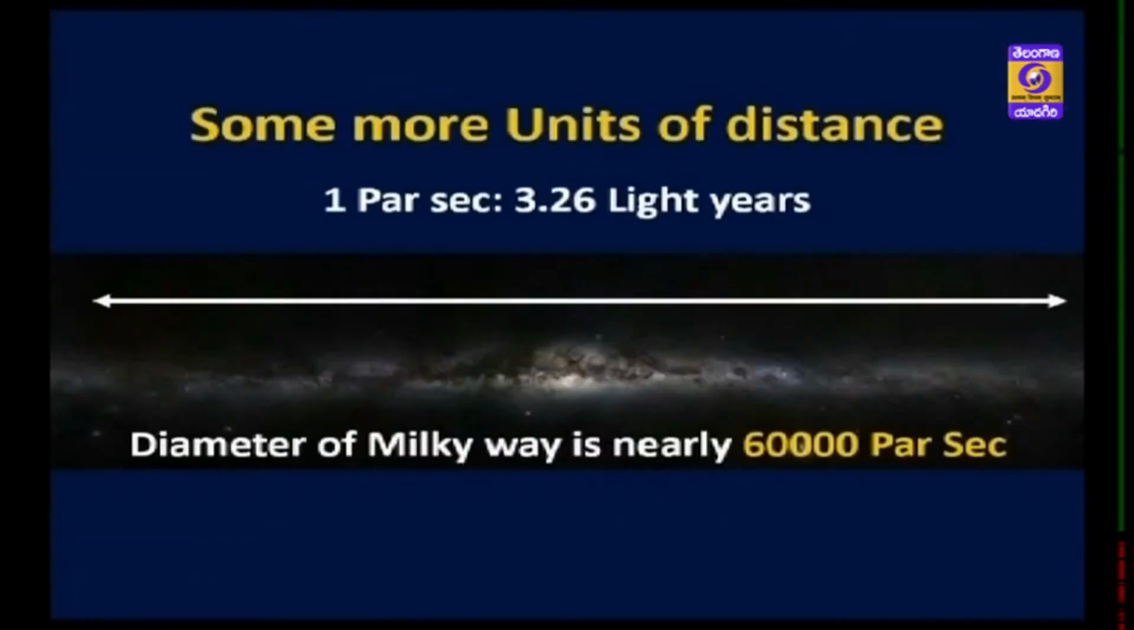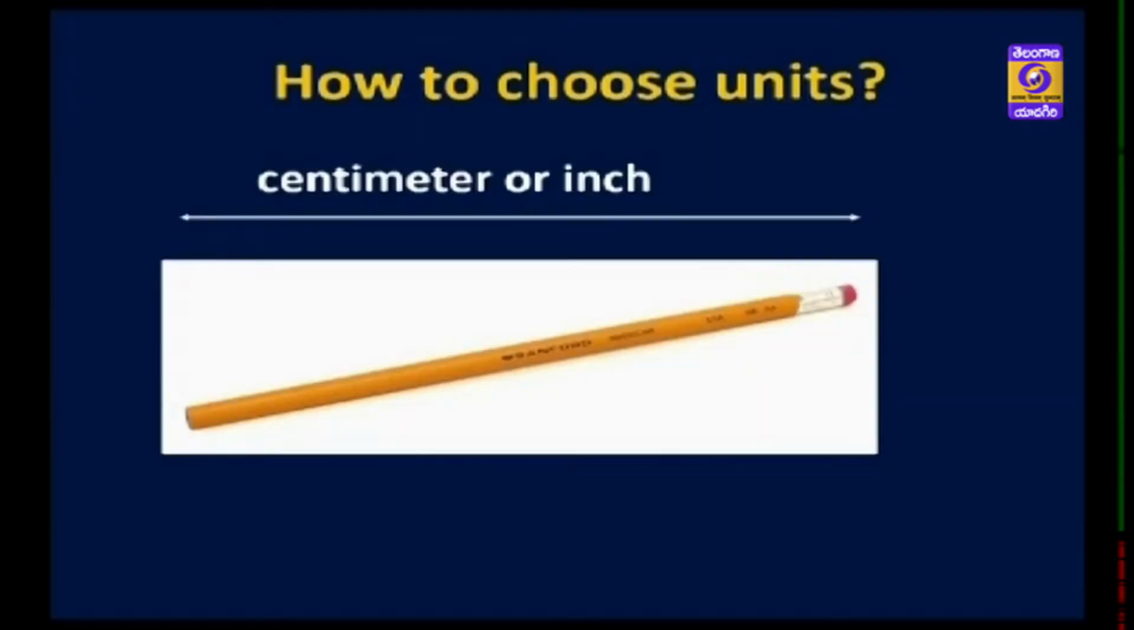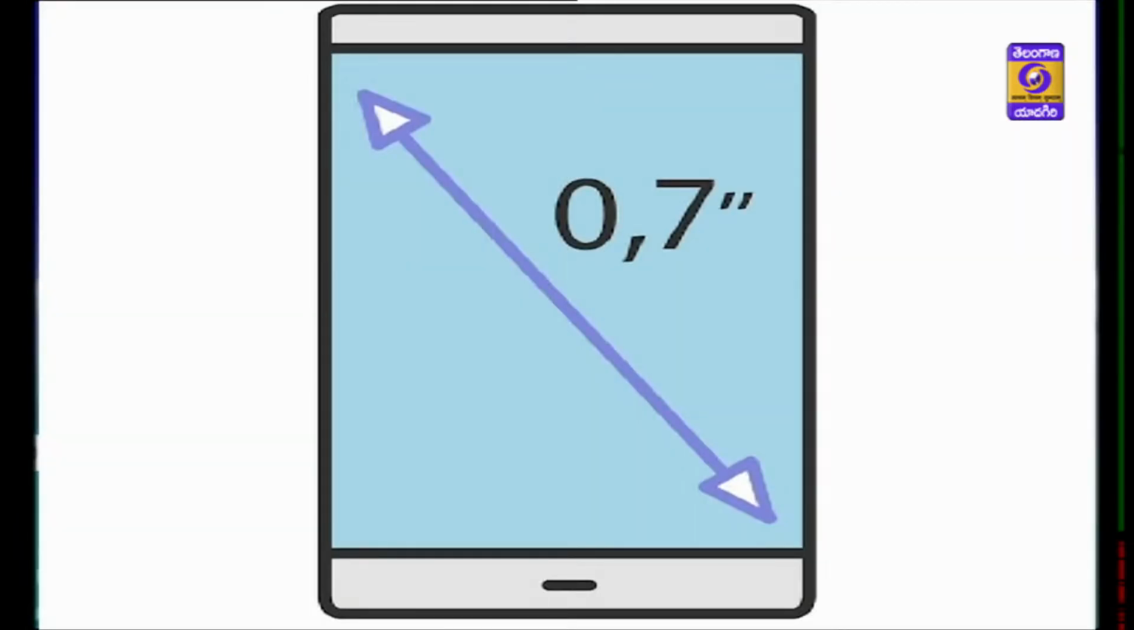Children, now we have discussed different units. Now we may often get confused which units to be used. If we are using small objects like pencil, etc., we may use the units centimeter, inch, etc. If you remember, the lengths of phones, smartphones, are expressed in inches, even for TVs.